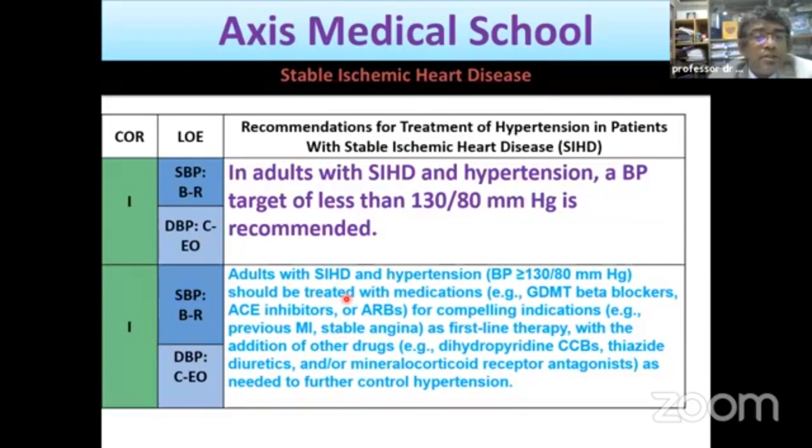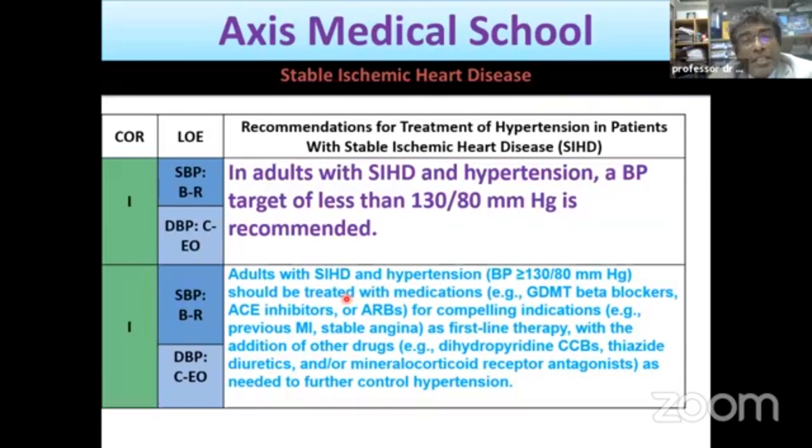This is a class 1 recommendation, and another class 1 recommendation is that adults with stable ischemic heart disease and hypertension should be treated with medications like beta blockers, ACE inhibitors, or ARBs for compelling indications, such as previous stable angina, as first-line therapy, with the addition of other drugs like calcium channel blockers, thiazide diuretics, and mineralocorticoid receptor antagonists as needed to further control the hypertension.